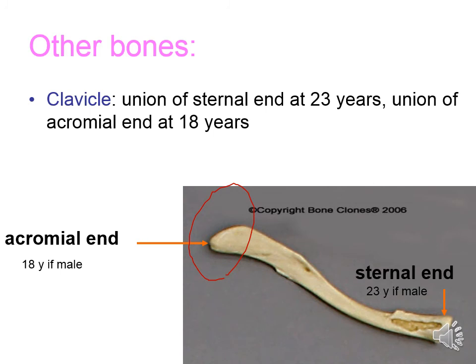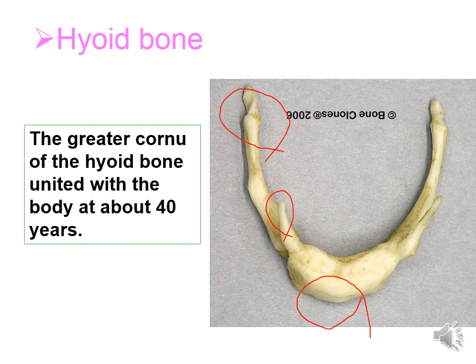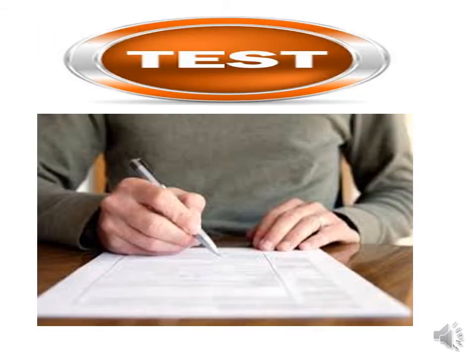Hyoid bone. The hyoid bone is formed of the following parts: the body, the lesser cornu, and the greater cornu of the hyoid. The greater cornu of the hyoid bone unites with the body at the age of 40 years. Let's start with some tests.